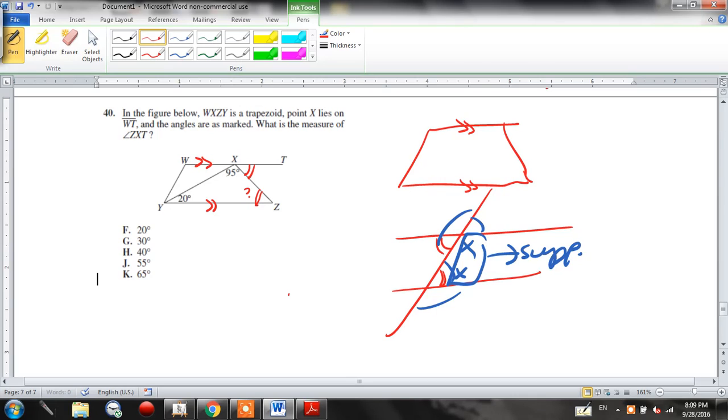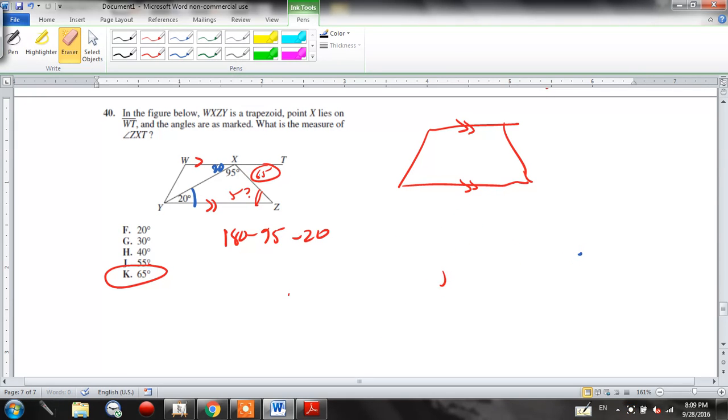Then this is a triangle over here, and the angles add up to 180 degrees. To find this, you just go 180 minus 95 minus 20, and that's 65. So that's 65 right there. You can also do it this way: this is 20, an alternate interior angle, and you get 65 the same way. Either way, the key thing is to understand parallel lines and then the trapezoid.